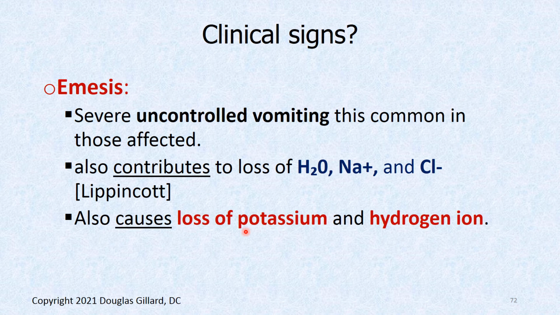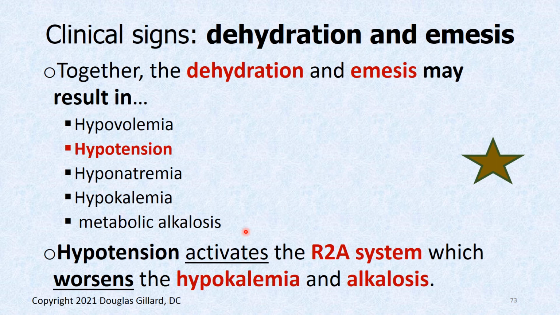So that contributes to the loss of sodium and chloride, the hyponatremia, and the hypotension. And hydrogen ion is also lost. So you can develop metabolic acidosis from that.